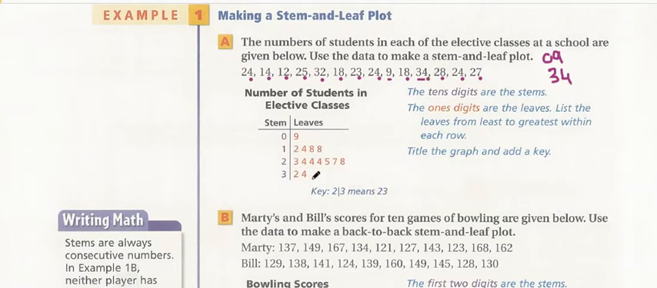And I need to write the key to identify what this means. So choose any one. He chose 23 for you. So what is he going to write? He's going to write key, colon, 2 dash 3. You have to draw the stem separator or the dashes. So 2 dash 3 means 23. Okay, so our stem and leaf plot must have a title and a key.